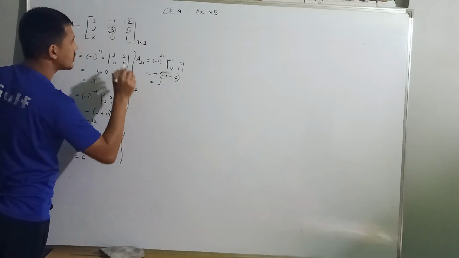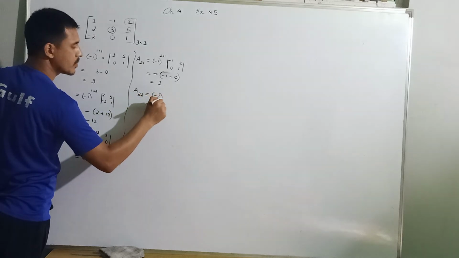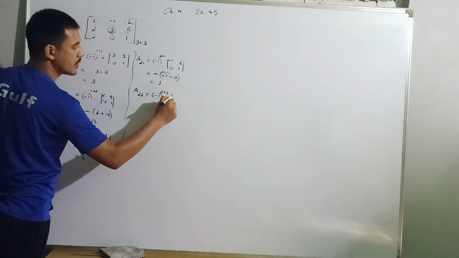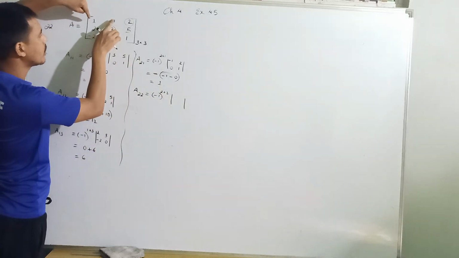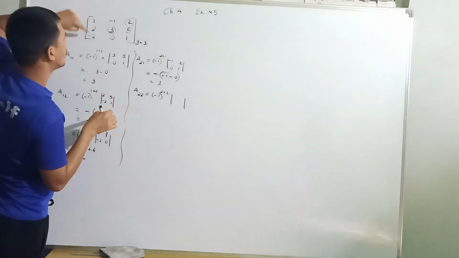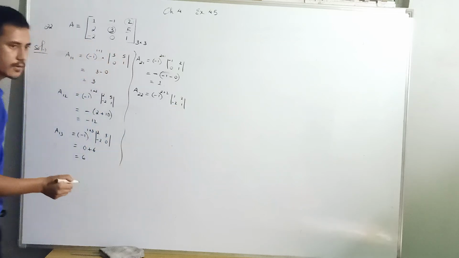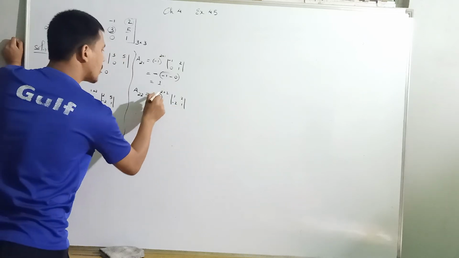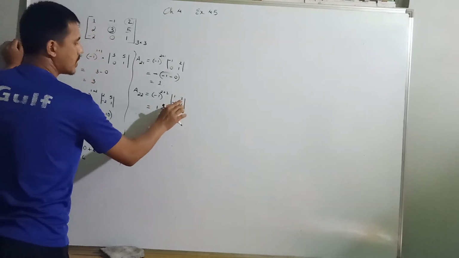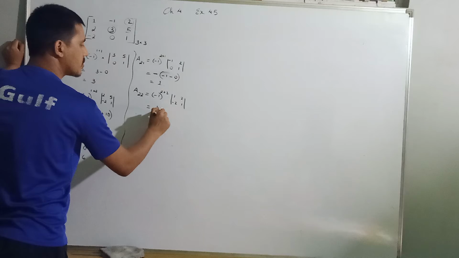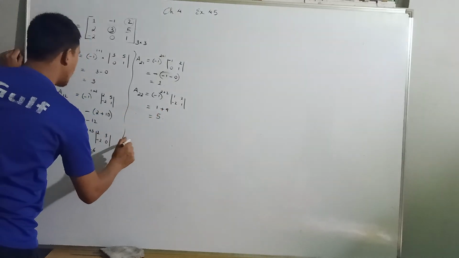This element 3 belongs to the second row, second column, right? So the definition says minus 1 to the power 2 plus 2, and we take the minor of this element. Minor of this element means the determinant of 1, 2, minus 2, 1, right? Is it correct? So minus 1 to the power 4 is 1. 1 times 1 is 1, minus 2 into 2 is minus 4, so plus 4. So we have 5.